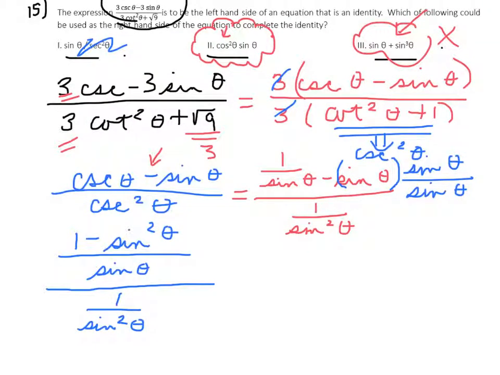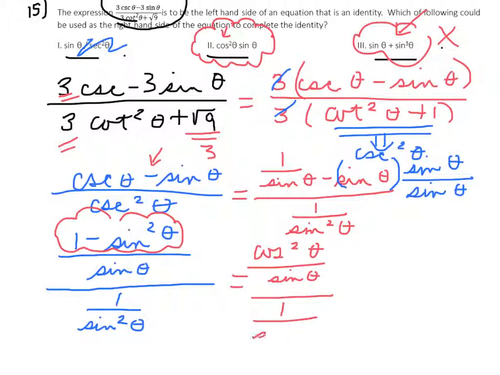Okay, so now I'm going to look at the top, and I see that I can actually change this 1 minus sine squared theta into cosine squared theta, which is starting to look really good. So I'm going to turn this into cosine squared theta all over sine theta, and this is going to be all over 1 over sine squared theta. And now I'm going to get rid of the complex fraction. I'm going to multiply the bottom by sine squared theta over 1. And if I do that to the bottom, I have to do that to the top. So I'm going to multiply the top by sine squared theta over 1.